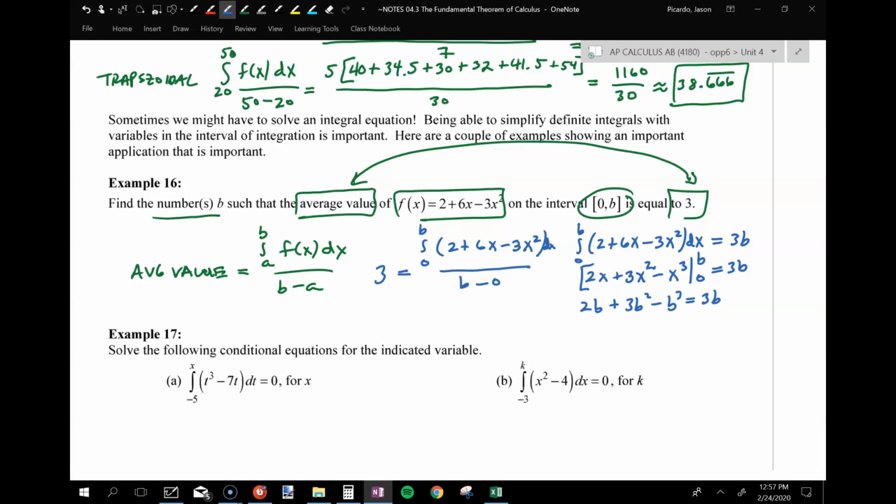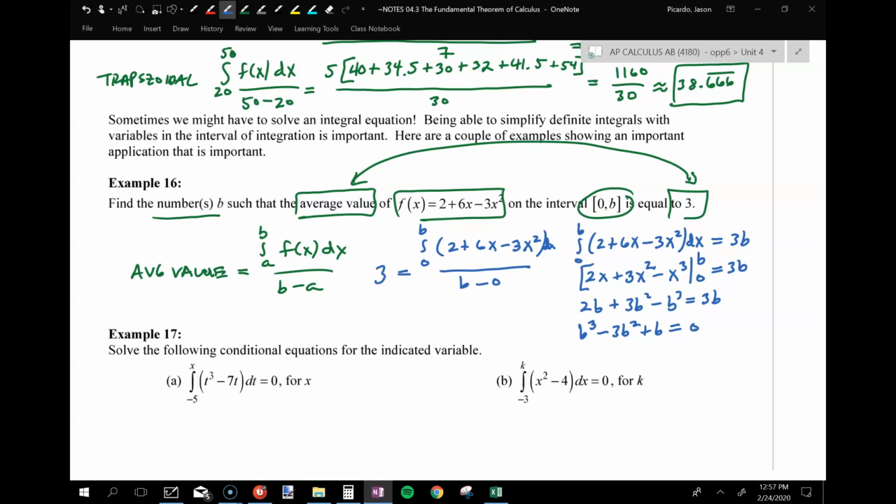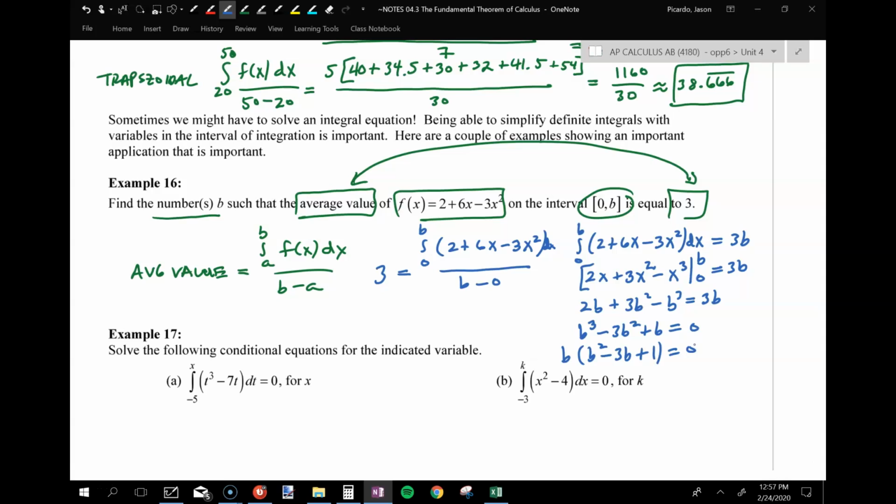And from this point forward, we're done with calculus. Now I just got to solve that equation, right? I'm going to move all my b's to the right-hand side because I want my b cubed to be positive, okay? So b cubed minus 3b squared plus b equals 0. Give me something I can do to solve that. Take out a b. And if I take out a b, I get that. So one of my solutions to this is 0.